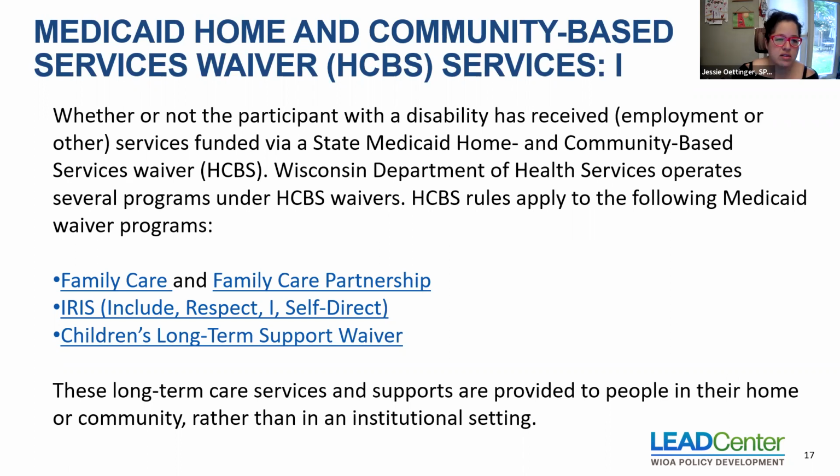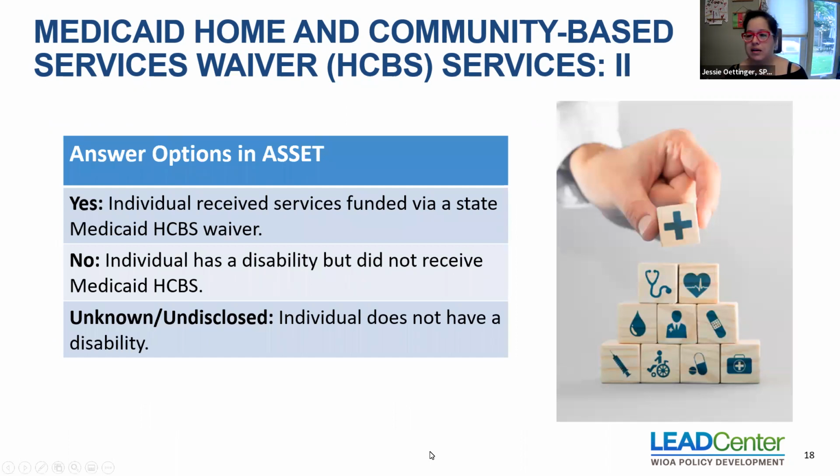So in general, states can develop community-based service waivers that meet the needs of people who prefer to get their long-term care outside of institutions, but instead in the home and the community. And so generally, these waivers and programs apply to people who are 65 and older, physically disabled people, adults and children with developmental disabilities, and medically fragile people. So that's the definition of the HCBS program, and some things that might trigger that would be IRIS and some of these other programs. Next slide. And again, it's similar to the other ones. We're really looking for that binary yes or no, and unknown, undisclosed would trigger does not have a disability. All right, next slide.